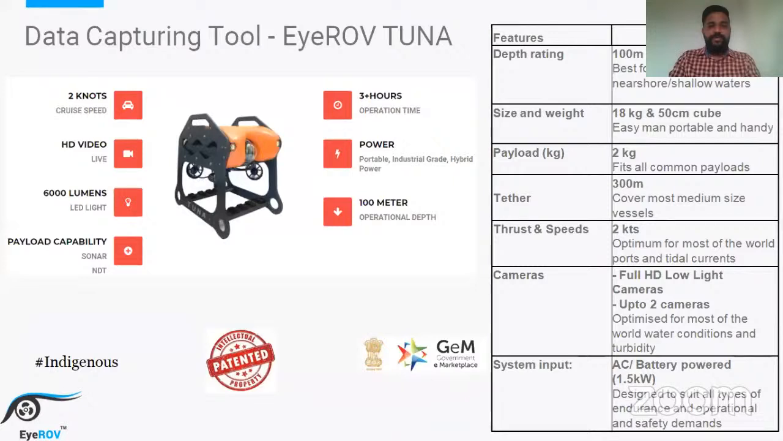There is also 6,000 lumens LED light. Six LED lights are there to give better visibility and better videographic footage. So these are the basic specifications for IROV Tuna.